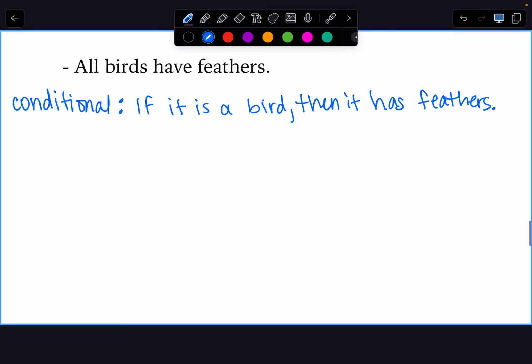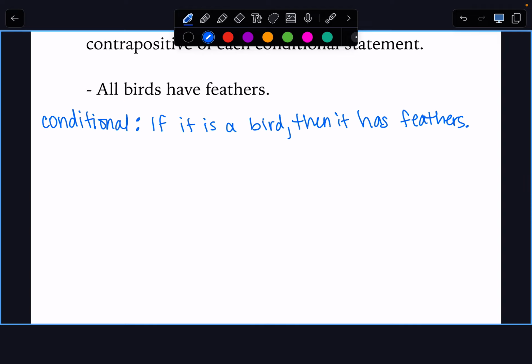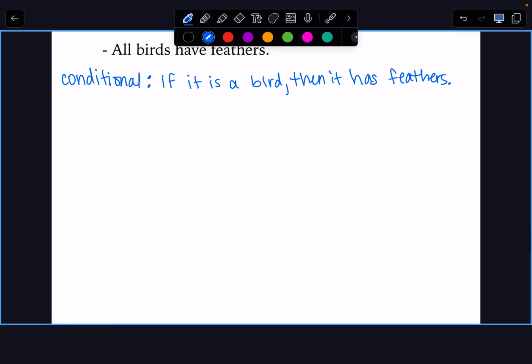True or false? What bird doesn't have feathers? Ostrich. Penguin? Penguins don't. Yeah, they do. They have fur. Feathers and fur. Okay, you know what? I don't really want to argue about it. So we're not going to worry about the truth value.